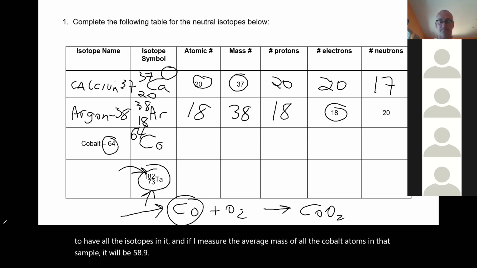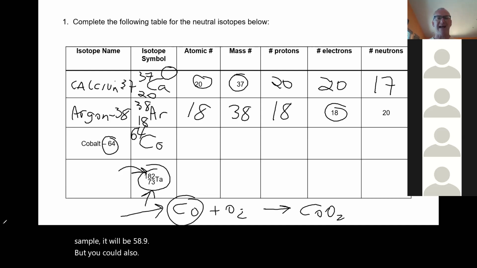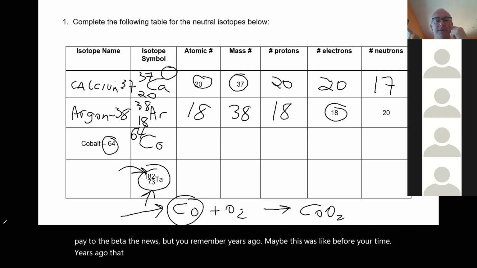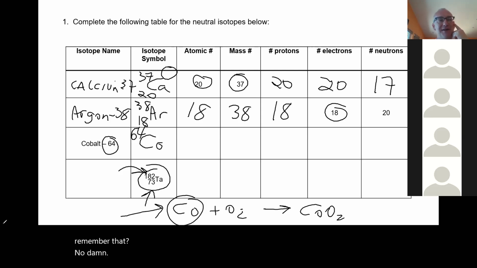But you can also isolate particular isotopes. I don't know how much attention you pay to the news, but you remember years ago that Iraq was suspected of enriching uranium by using centrifuges. Anyone remember that? No. Damn. Sorry, I'm gonna have to come up with a new example.